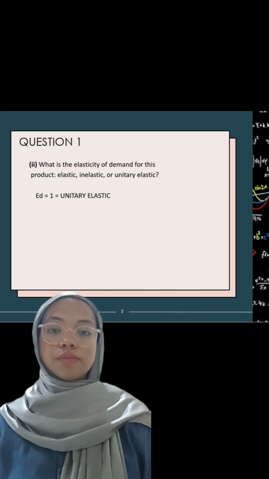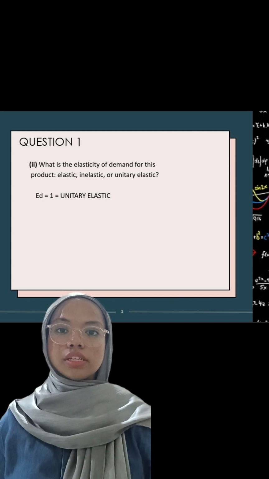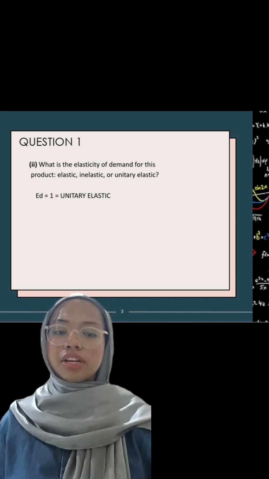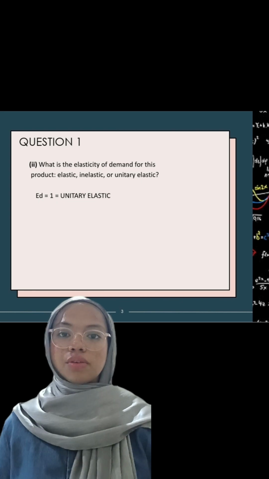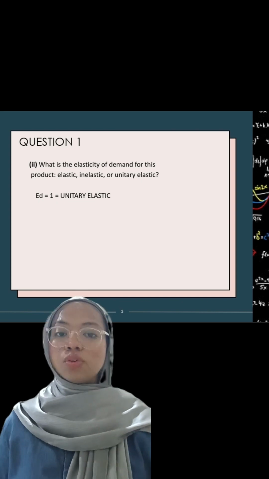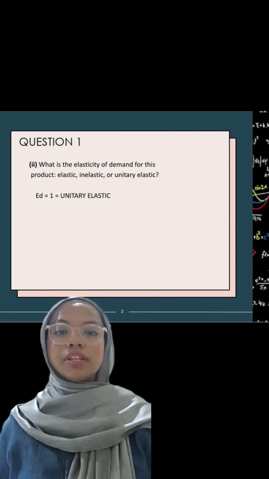And you get the answer ED equal to 1. Next, the answer for the second question is unitary elastic. How to know if it's unitary elastic? If the elasticity coefficient is equal to 1, then the demand is unitary elastic.